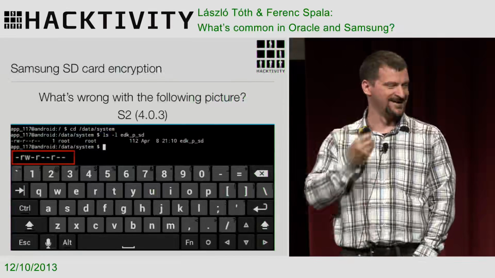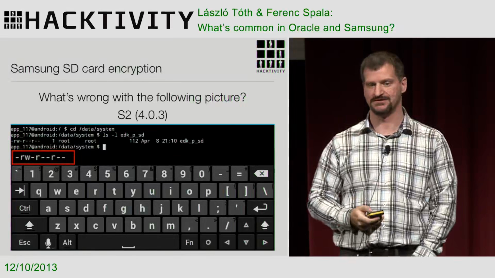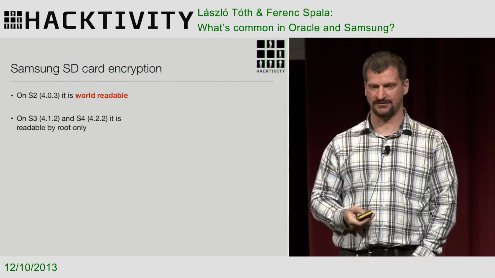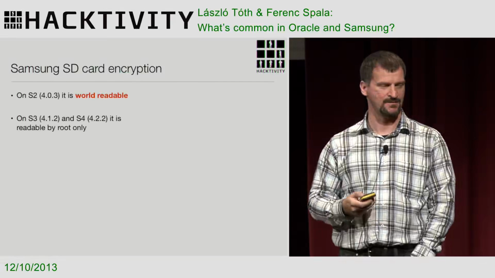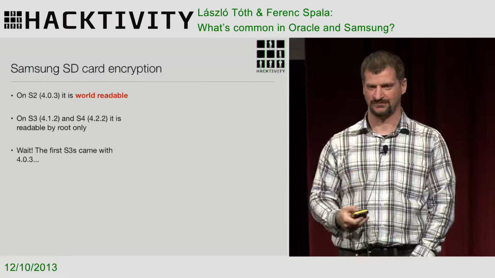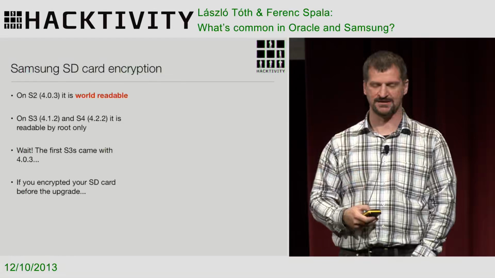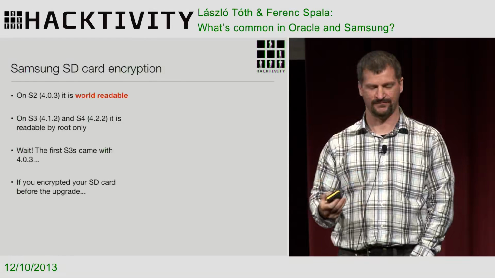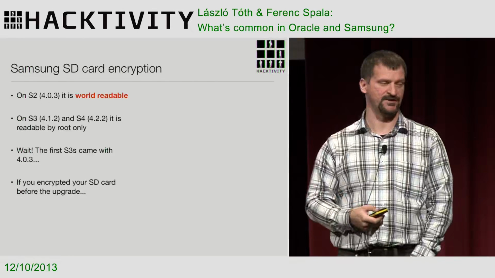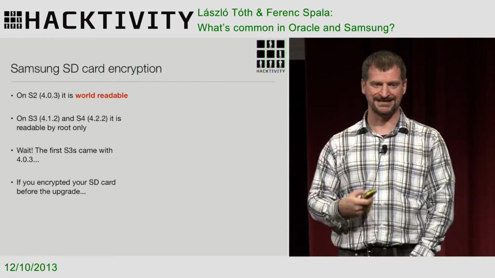On the S2 and S4, the file which contains the encrypted disk key is world readable. On S3 and S4, it is protected. Only the root user can access it. But wait, the first S3s came with 4.0.3. The file is world readable on those phones. And if you encrypted your SD card before you upgraded your phone, the file is still world readable. My boss's phone behaved exactly the same way. It received an update from Samsung. It is on 4.1.2, but the file is still world readable.